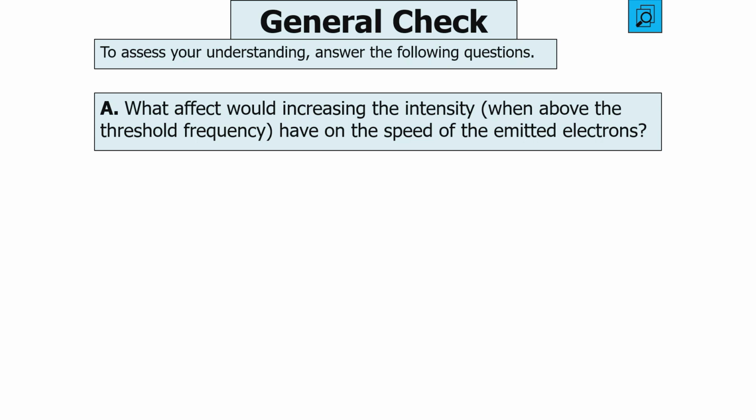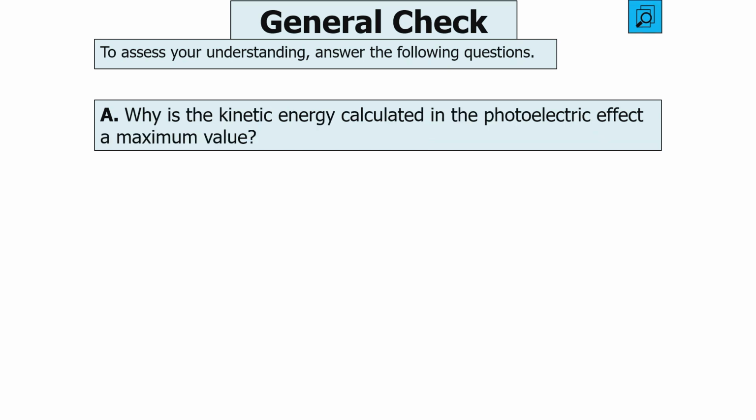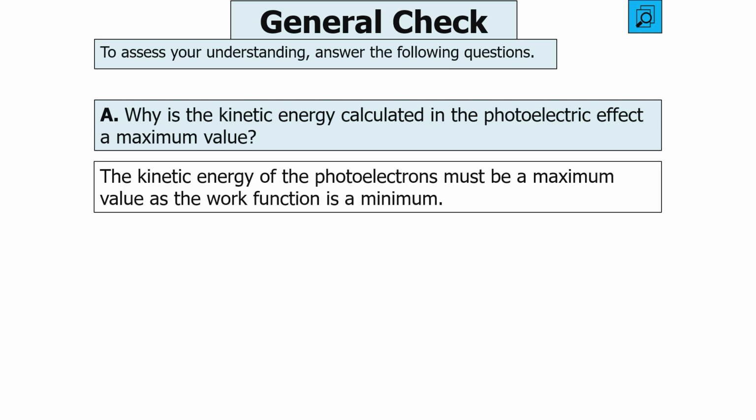What effect would an increase in the intensity, when above the threshold frequency, have on the speed of the emitted electrons? Pause the video now, then unpause the video when you want to go through your answer. The intensity of radiation will not affect the speed, only the number of photoelectrons emitted. Why is the kinetic energy calculated in the photoelectric effect a maximum value? Pause the video now. The kinetic energy of the photoelectrons must be a maximum value as our work function is a minimum.